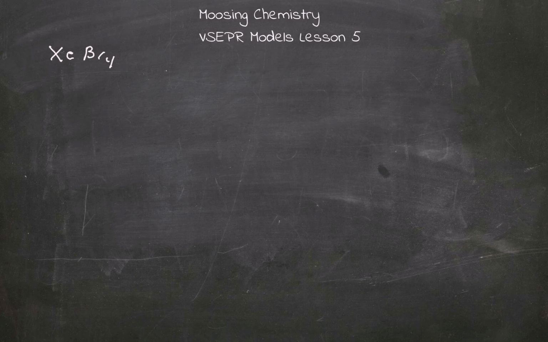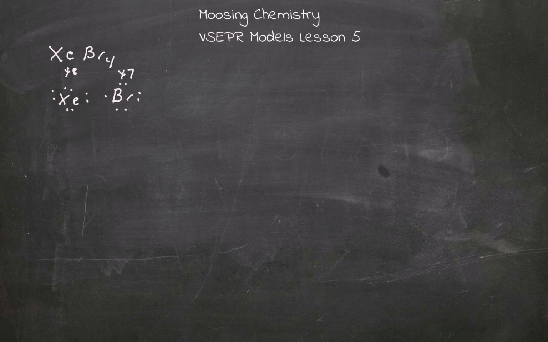So when we look at this, xenon is in group 18, so it has 8 valence electrons. Bromine is in group 17, of course. It has 7 valence electrons. 3, 4, 5, 6, and 7.